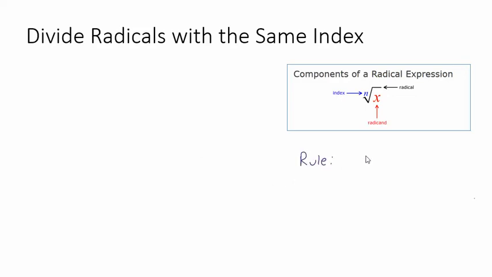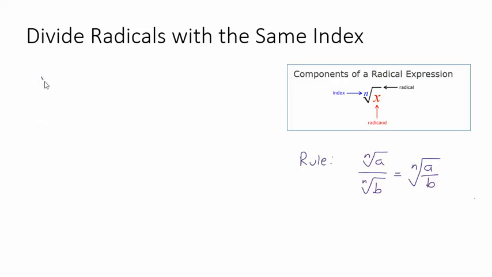That rule says if you have the nth root of a divided by the nth root of some other number b, as long as these indices are the same, these both have to be n, they have to be the same number, you can combine them together into one fraction like that. All right, when would you want to combine them together into one fraction? Well, let's look at an example here.